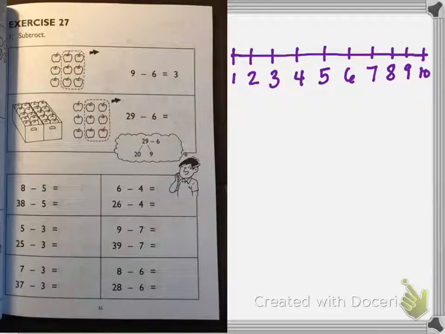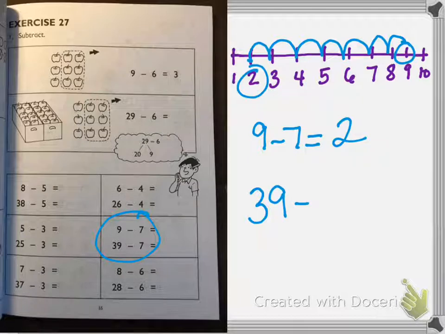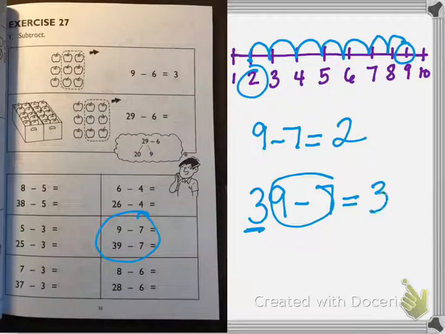Let's look at another one. 9 minus 7 equals. We'll start at the 9 and go backwards 7. 1, 2, 3, 4, 5, 6, 7. 9 minus 7 equals 2. So 39 minus 7 equals 32.